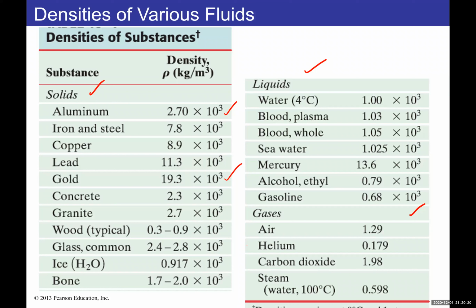You can see ice, for example, is 0.917 times 10 to the 3, which means ice is less dense than water. Ice is water in solid state, and it is actually less dense than water in liquid state, which is 1000 kilograms per cubic meter. Obviously, steam is basically 0.598 kilograms per cubic meter, so it's relatively light compared to fresh water. Anyway, you can always refer to this table to get some of the density values.